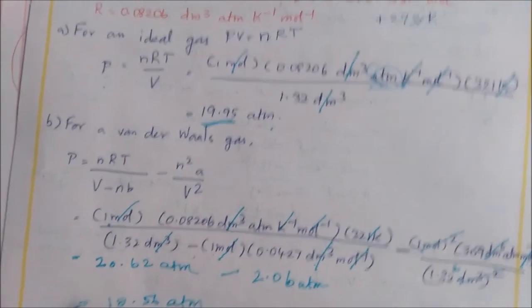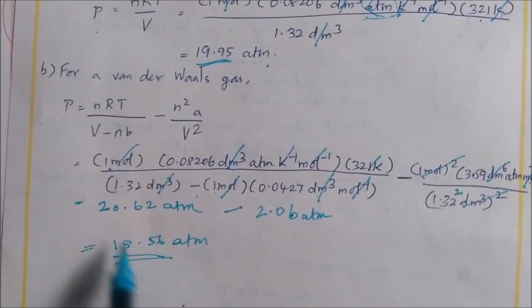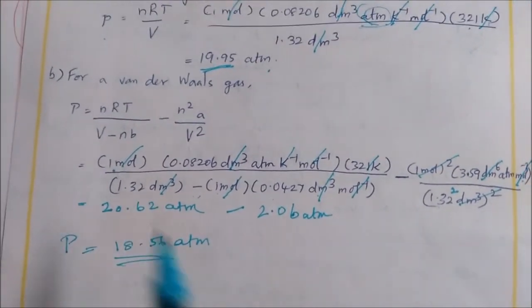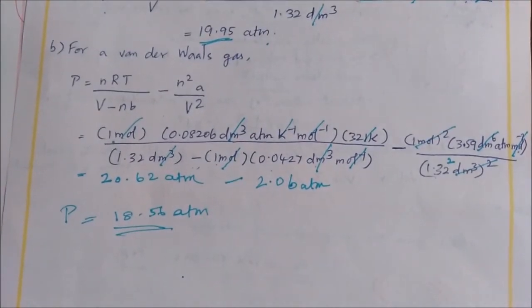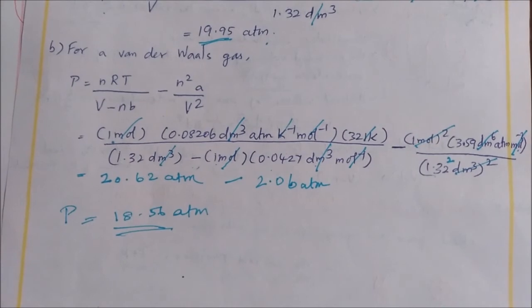So this is the pressure produced by 1 mole of carbon dioxide when we use the van der Waals equation.